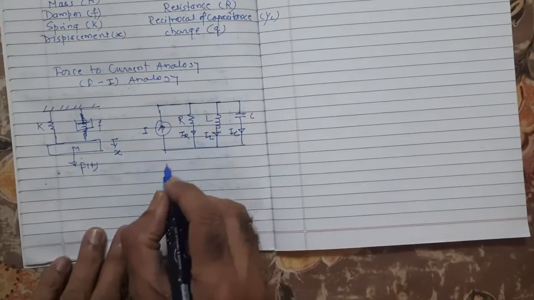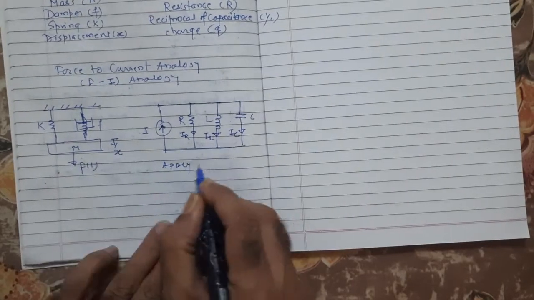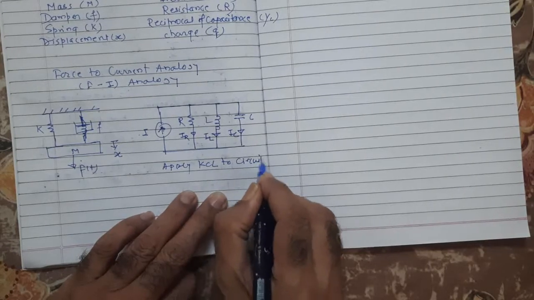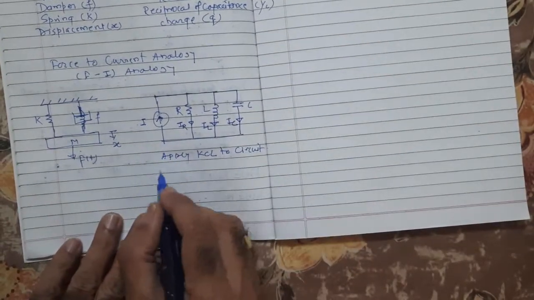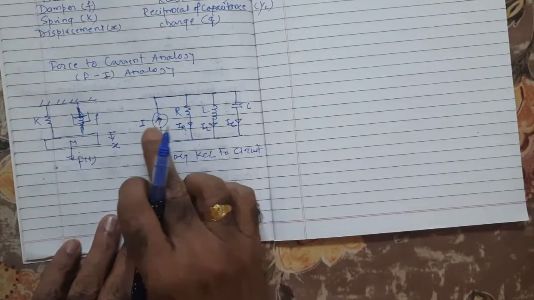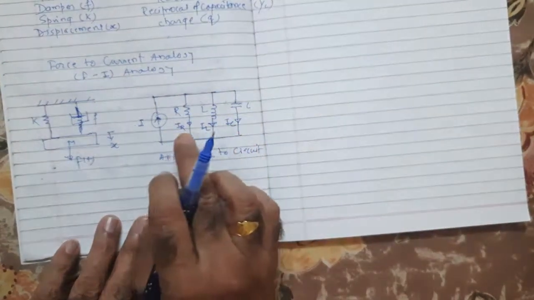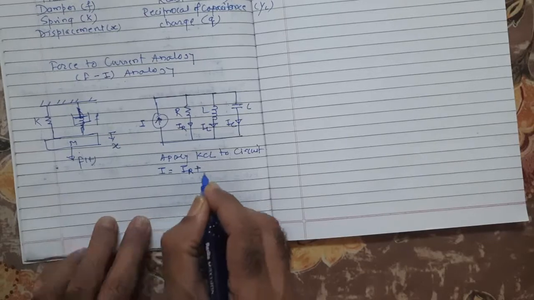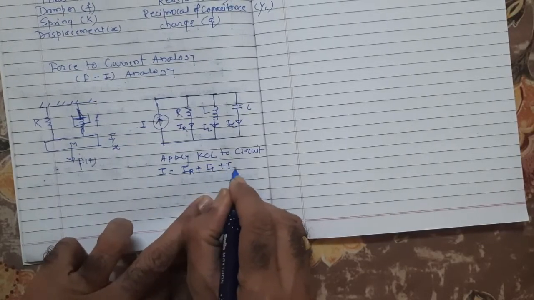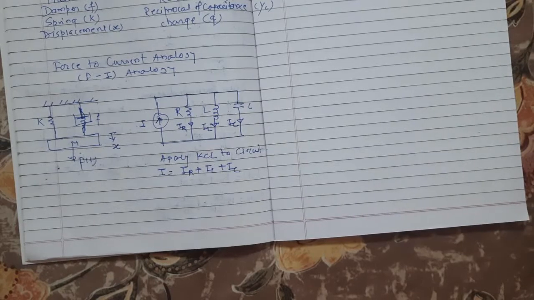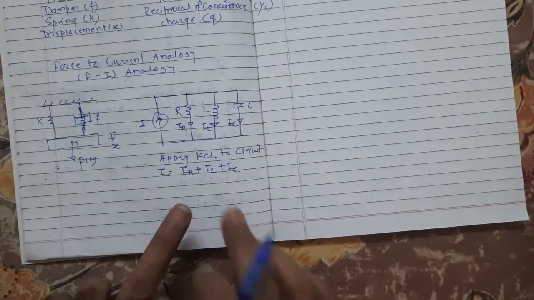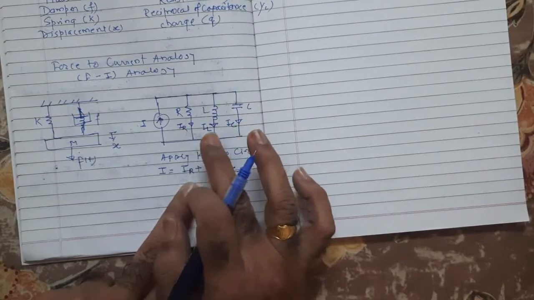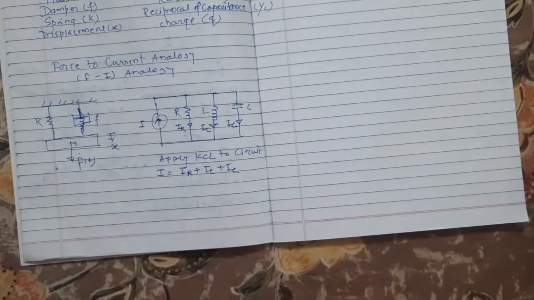Apply KCL, that is Kirchhoff's current law, to the circuit. Then this I, the applied current, is divided into three parts, that is IR, IL, and IC. So we can write I equals IR plus IL plus IC. Now this is the sum of all the currents flowing through the three individual components, and it is equal to the total current I.